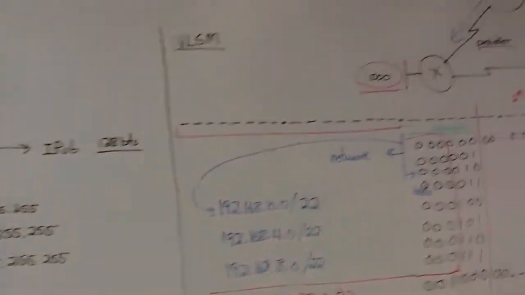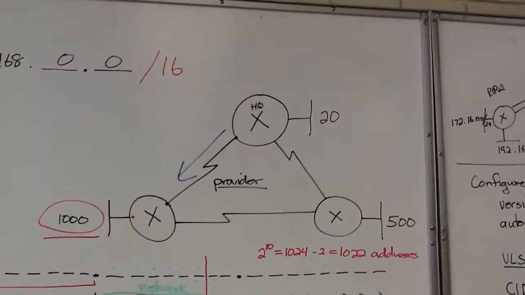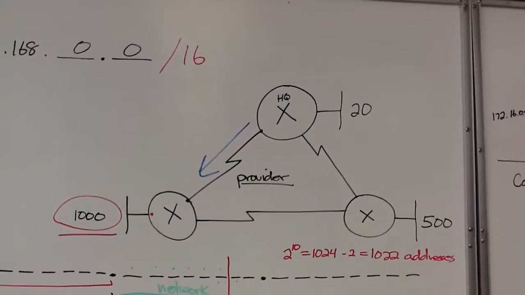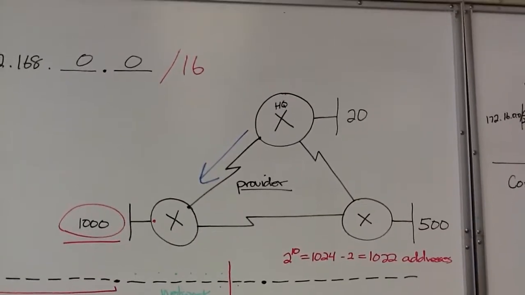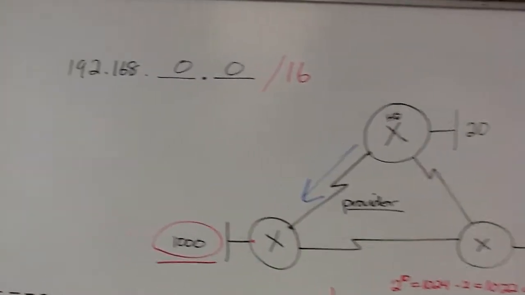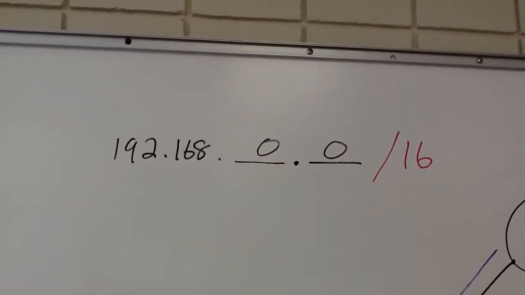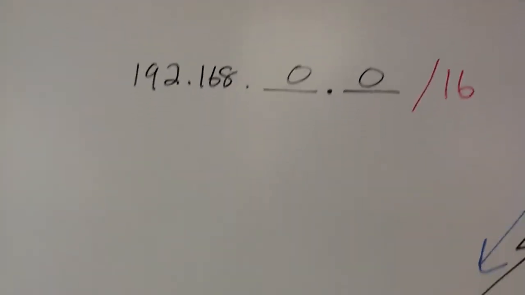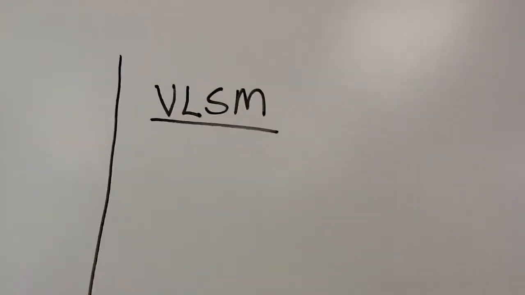We did another example. We drew this particular network here. We said that we needed 500 hosts, 1,000 hosts, 20 hosts. We didn't complete the whole thing, but then we started off with this 192.168 network. We're going to be able to use variable length subnet masking because we're using RIP version 2.